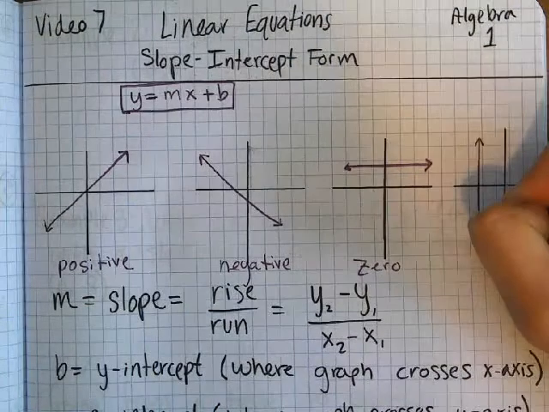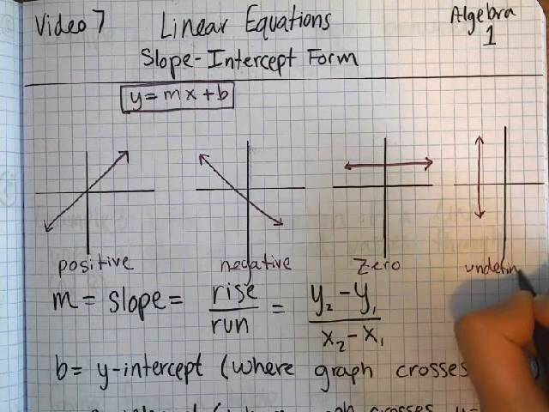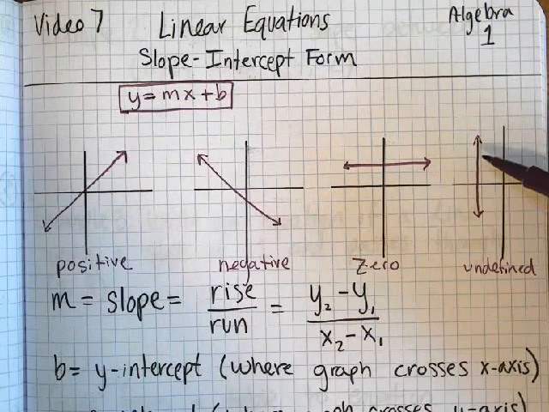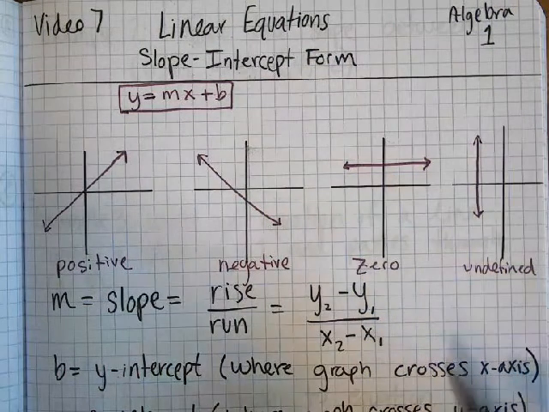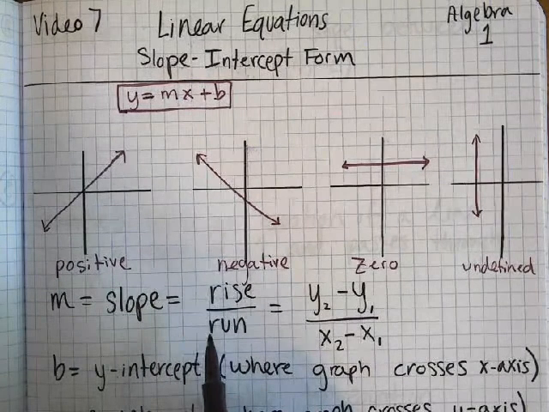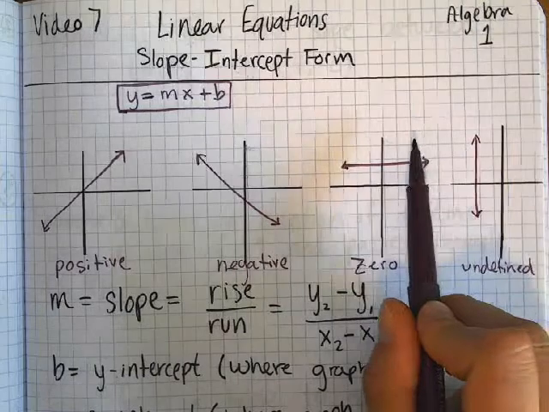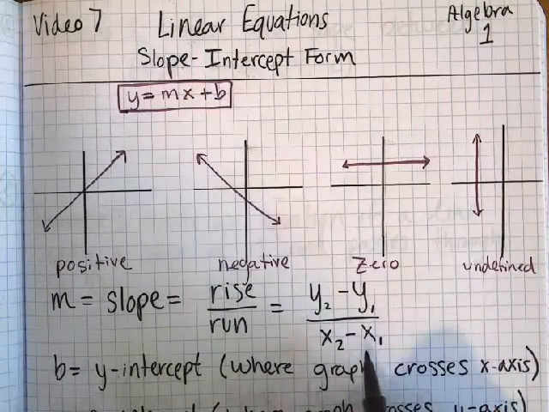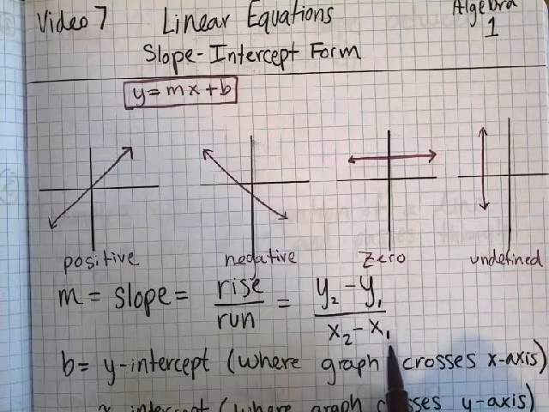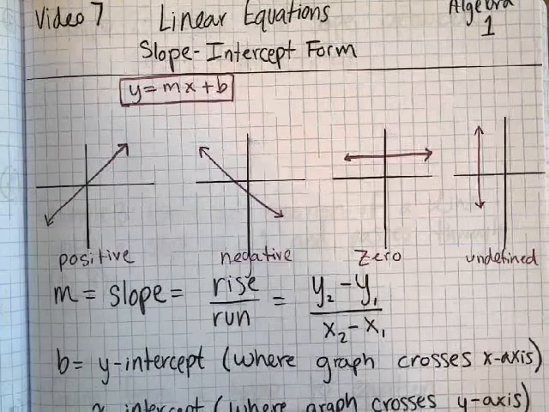And this one's kind of weird. This is undefined. Okay, and this means I don't know how much I'm going up because I'm going up infinitely. Okay, so m means slope, which is rise over run. So how much am I going to go up and how much am I going to go over? And our fancy little equation is y2 minus y1 over x2 minus x1. Okay, and we're going to have some examples where we go over exactly what that means.